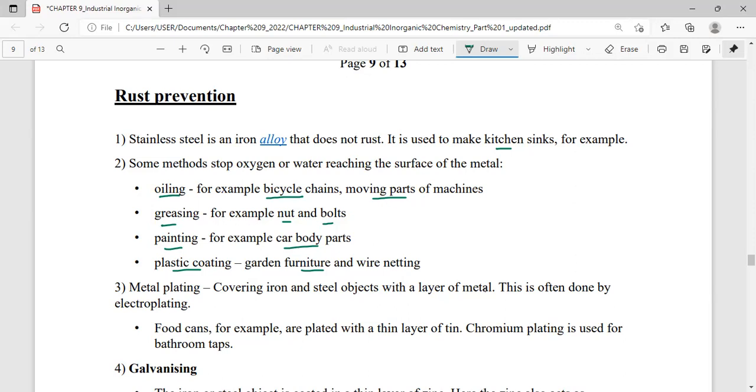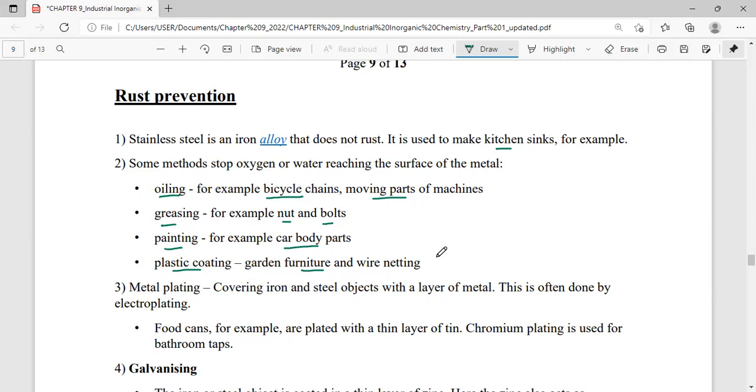If you paint, what will happen? There will be friction and the paint will come off. So this will again expose the iron and steel to be rusted. So moving parts of machines are covered with oil.